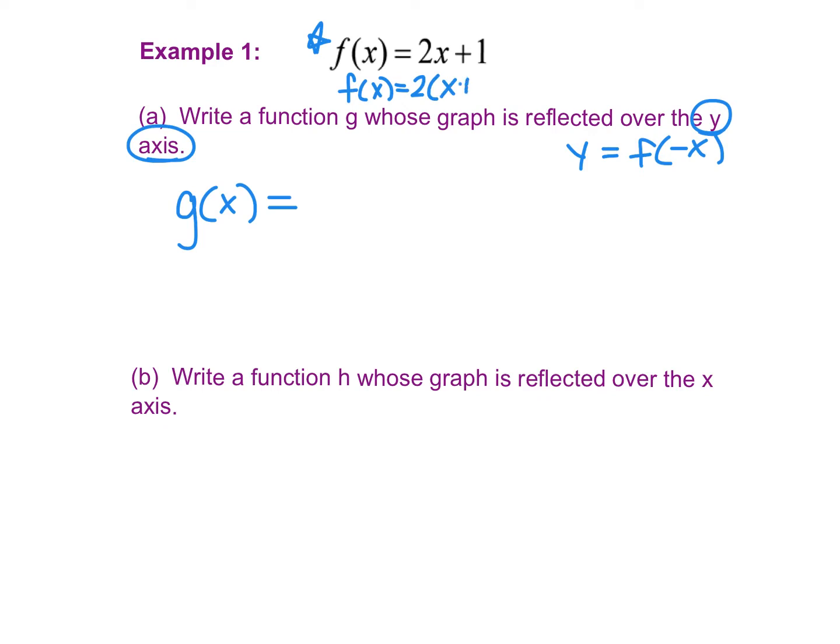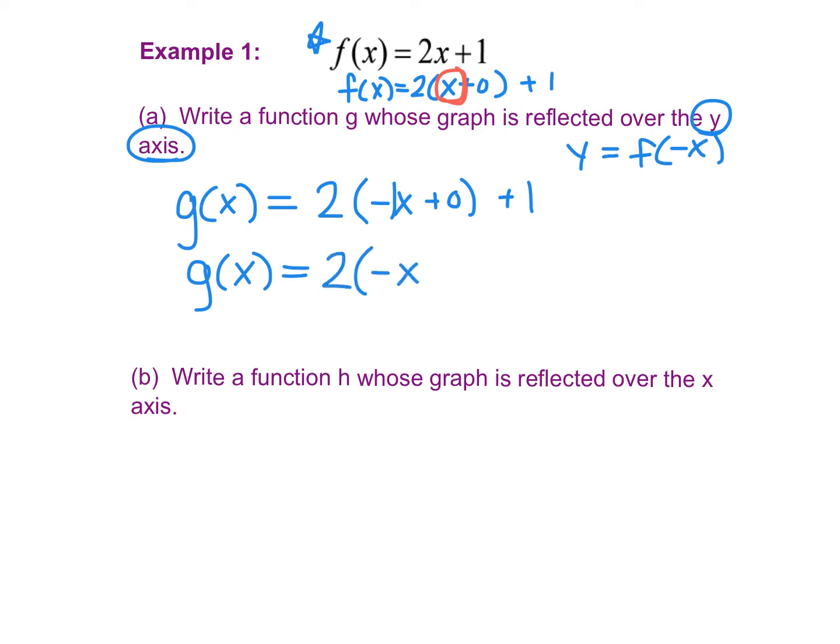Remember, this was an x plus 0 because there's no h value. And then our k is on the outside. So we're going to change our input values, or our x values, to be negative. So here, if we take this example and we change that part circled in red to be negative, we have 2 parenthesis negative x, or negative 1x, plus 0 plus 1. Now you can rewrite this if you would like as g of x is equal to 2 with the negative x there as well. That would be fine.